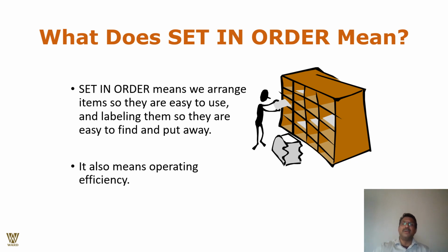So what does set in order mean? Set in order means we arrange items so that they are very easy to use and easy to access, and label them so that they are easy to find also, and it means operating efficiencies per se.